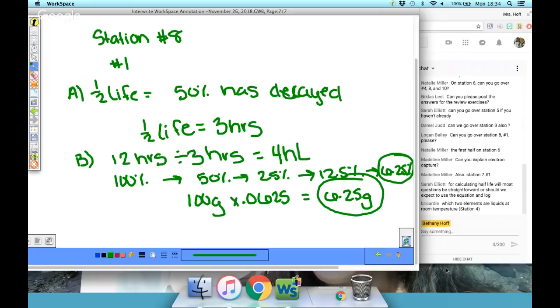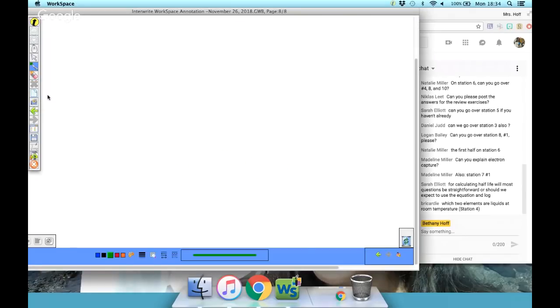What 2 elements are liquid at room temperature? That is going to be bromine and mercury. Bromine and mercury are both liquid at room temperature.